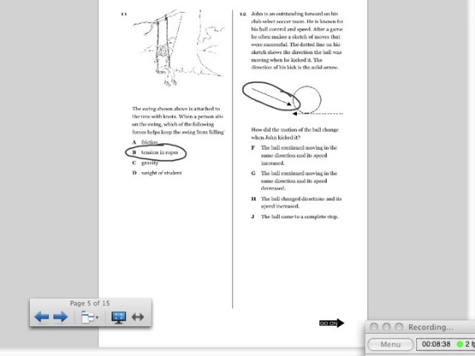H. The ball changed direction and its speed increased. That is correct. It had new energy that went to the ball. The energy was overcoming the forward motion of the ball because he kicked it so hard. And of course it's going to speed up and go the opposite direction.